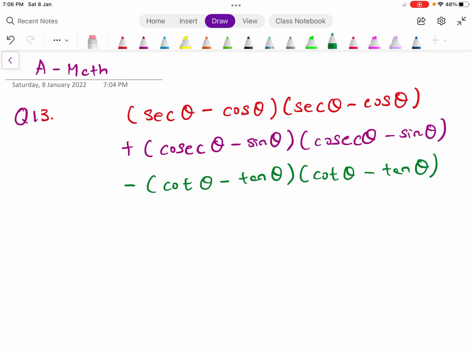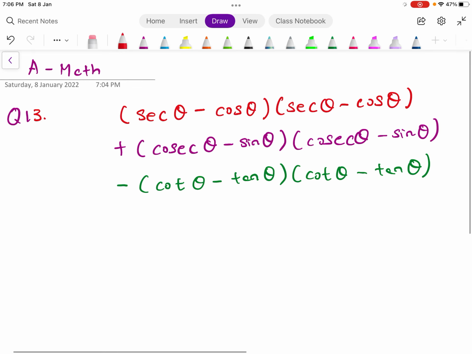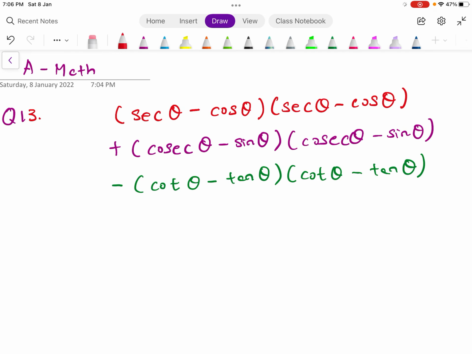Alright, so this is AMATS question 13. We are required to simplify everything. First thing first, I denote every bracket with color. Look at the red color bracket. You'll notice there's a secant theta minus cosine theta, so I will do my expansion.